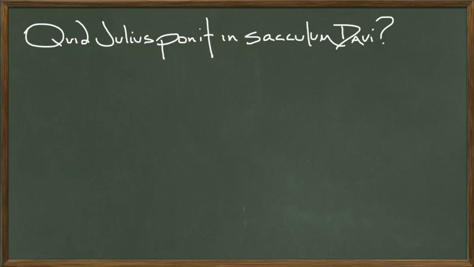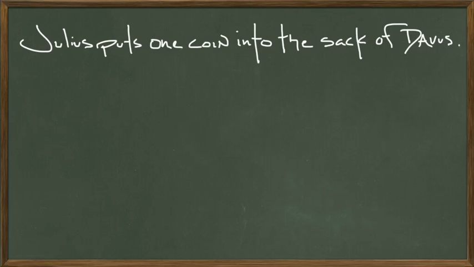We're going to come back to the answer here in just a minute. But the question is, quid Julius ponet in saculum Davi? It's asking, what does Julius put into the sack of Davis? Here's the answer in English. We're going to break it down from English. We're going to go from English into Latin with this one. Julius puts one coin into the sack of Davis.